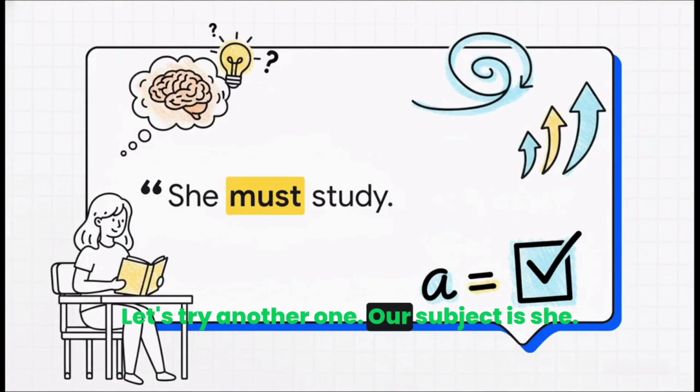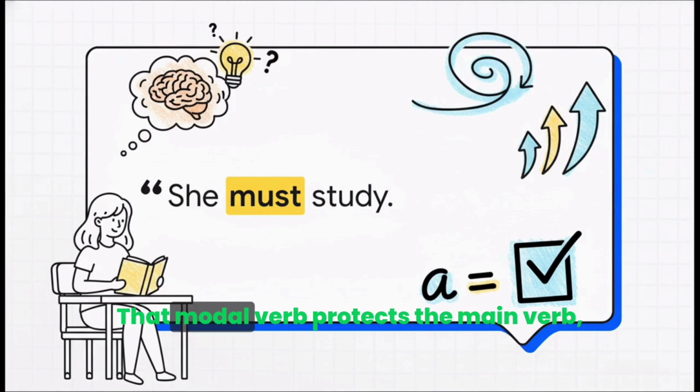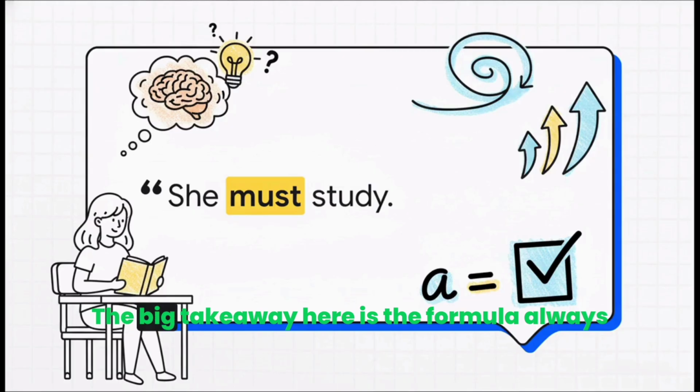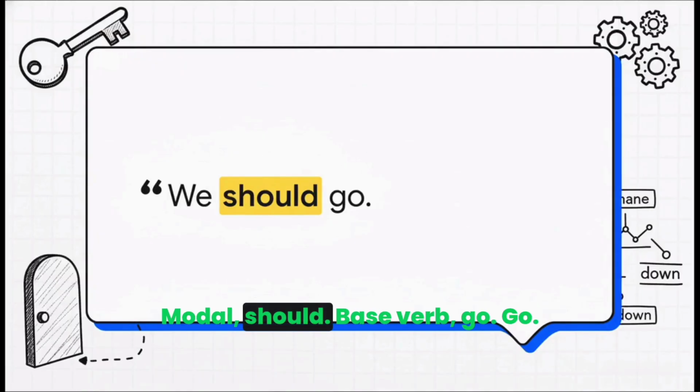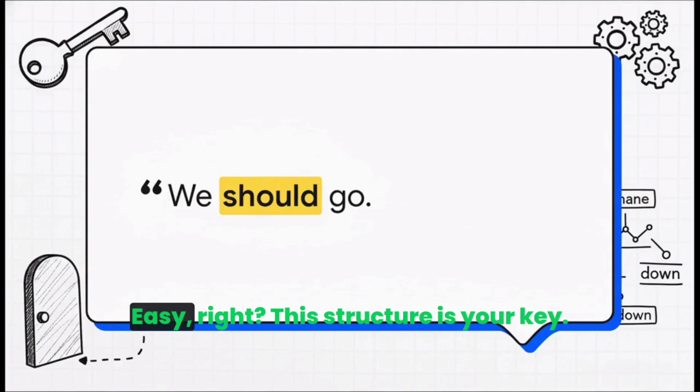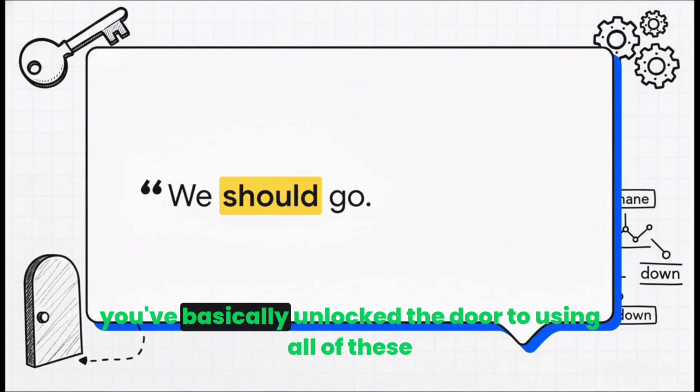Let's try another one. Our subject is she. The modal verb is must. And the base verb? Study. Now notice we don't say she must studies. That modal verb protects the main verb, keeping it in its simple base form. The big takeaway here is the formula always works. And one more, just to really lock it in. Subject, we. Modal, should. Base verb, go. Easy, right? This structure is your key. Once you have this down, you've basically unlocked the door to using all of these verbs.